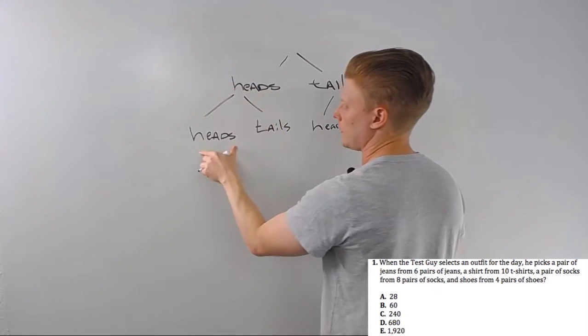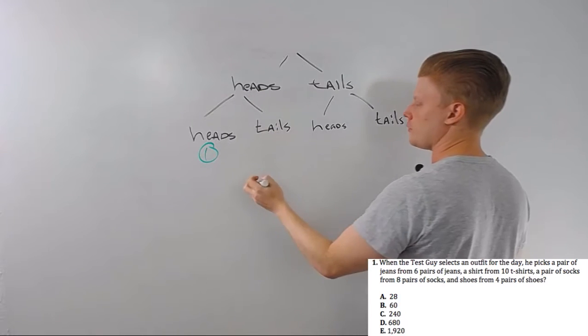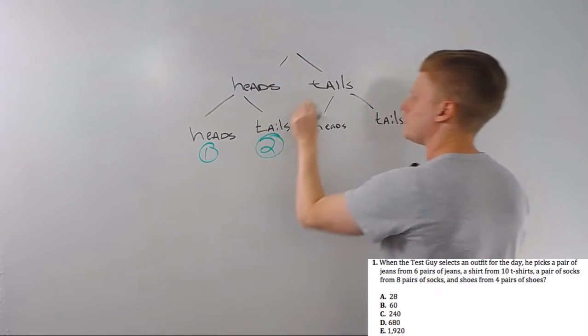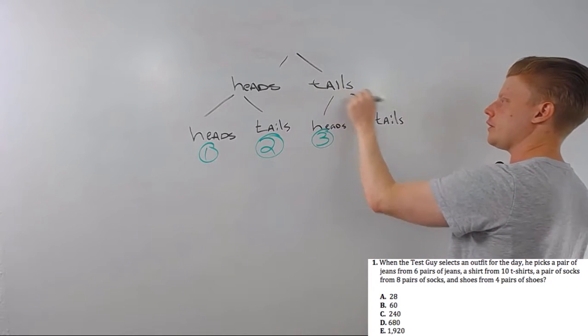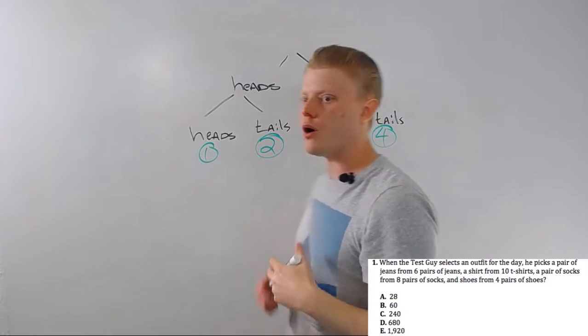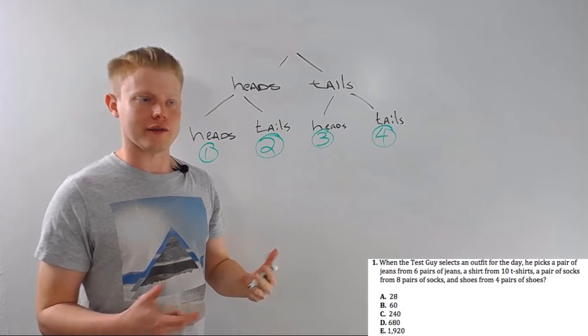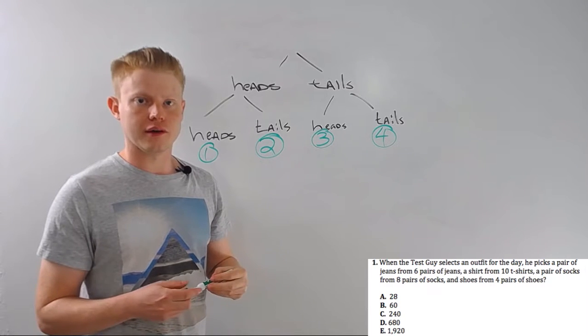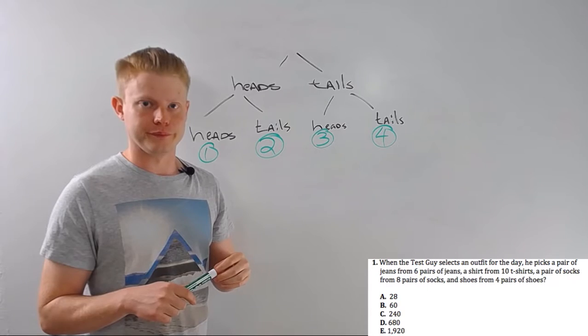First flip is heads, second flip is heads. It's 1. First flip is heads, second flip is tails. 2. First flip is tails, second flip is heads. 3. First flip tails, last flip tails, 4 outcomes. Those are all 4 of the ways that this can happen. Right? There's no other way this can happen. That's it. That captures every possible combination.